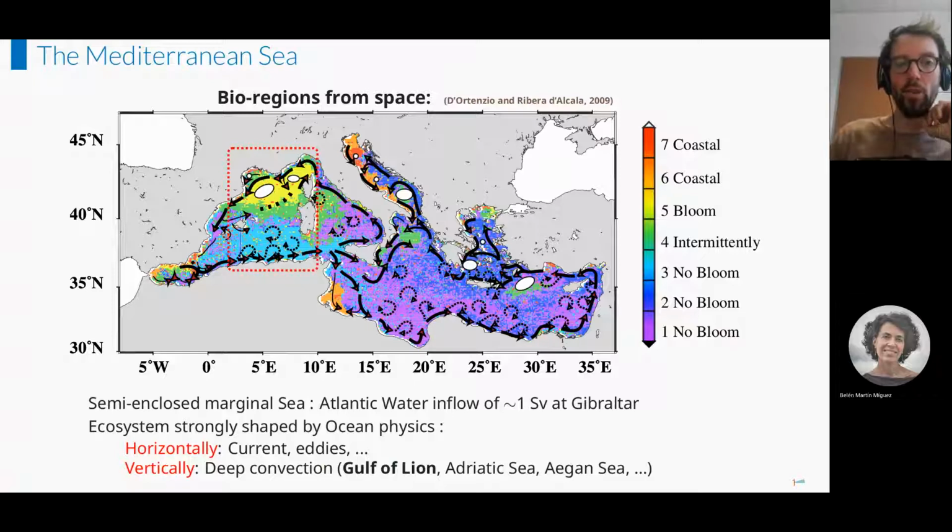And we have in the Mediterranean Sea areas of deep convections, like the Gulf of Lion in the northwestern Mediterranean Sea, that occurs in this area and produce a strong bloom in the spring. So in this area, it is quite important to know how things work.